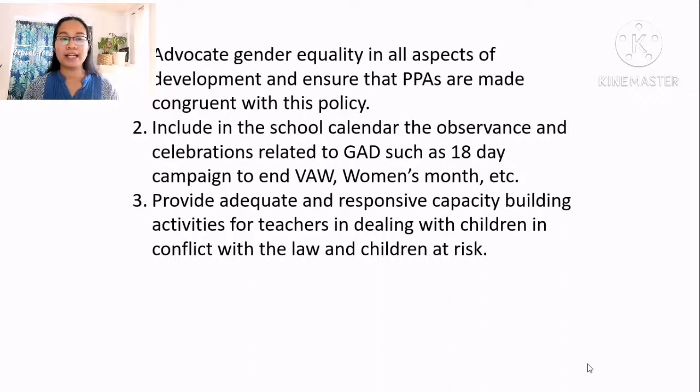And then next, provide adequate and responsive capacity building activities for teachers. That's why we are having this training para lahat po maging aware. And then we can get some techniques on how to make our materials gender sensitive. And then our teaching techniques, gender sensitive and gender fair. Provide adequate and responsive capacity building activities for teachers in dealing with children in conflict with the law and also children at risk. So, yun pa yung mga pwede po nating gawin.